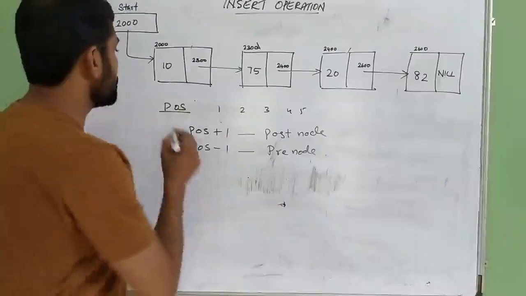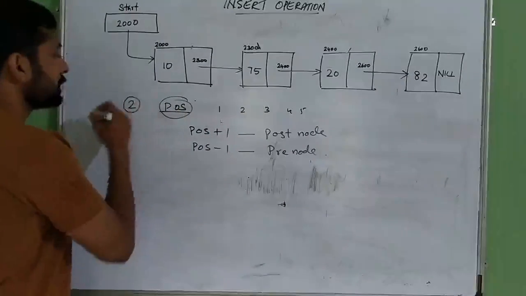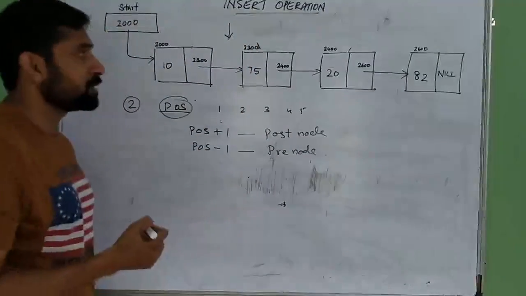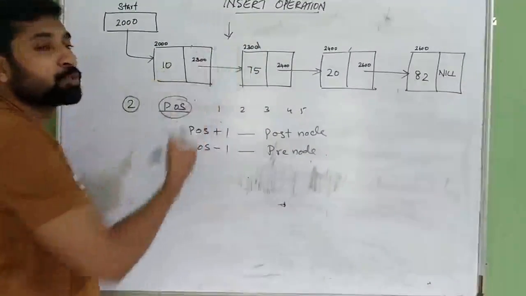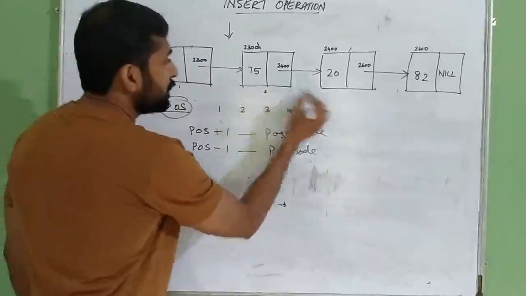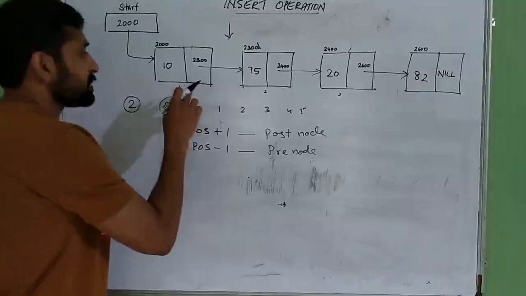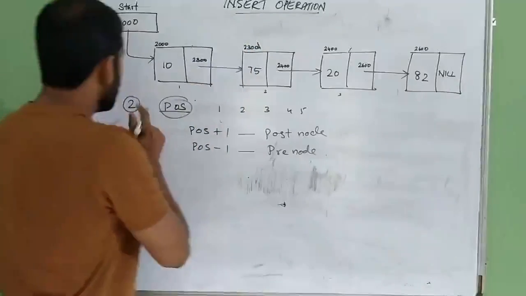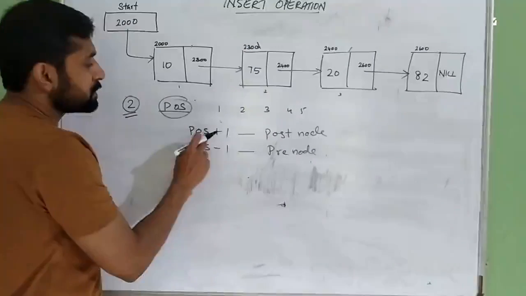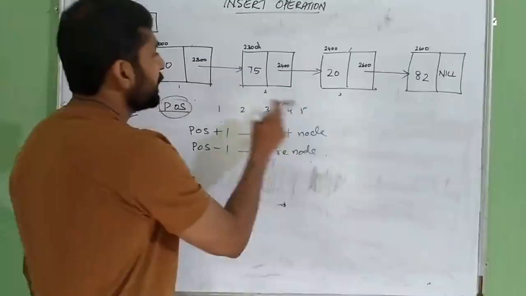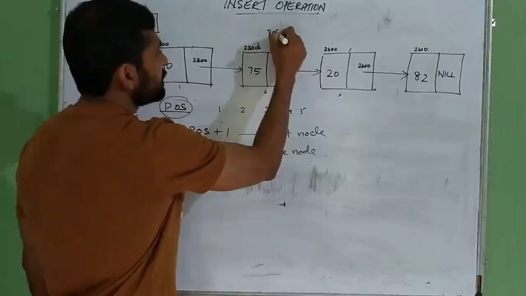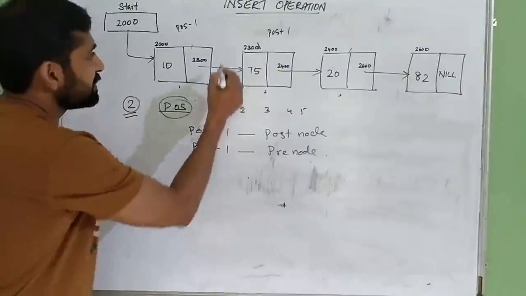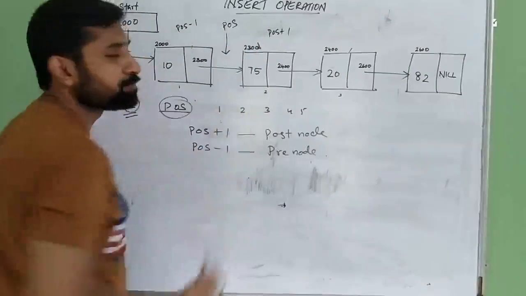Suppose the position is 2. That means we want to insert a node at position 2. So this is the first position, this is second one, this is third, this is fourth. After insertion, this node is to be the second node. So in this case, position plus 1, that is the post node, is here. This is POS plus 1 and this is POS minus 1. Now this position is the POS.